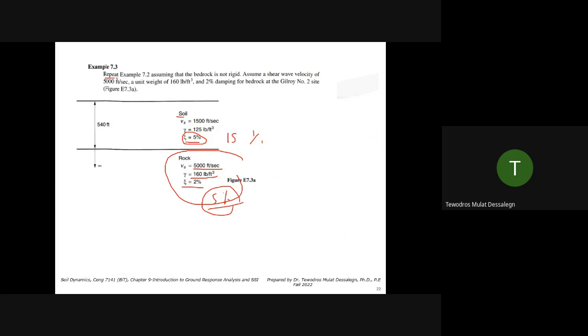Repeat example 7.2. This example is still from reference 1, the Kramer book. I forgot to write reference 1 here. Repeat example 7.2, assuming that the bedrock is not rigid. Assume a shear wave velocity of 5,000 feet per second, a unit weight of 160 pounds per cubic foot, and 2% damping for bedrock at the Gilroy number 1 site. These units are in US units, that's what we use. In Ethiopia, it's metric units, right? So don't be confused with the foot and pound units.